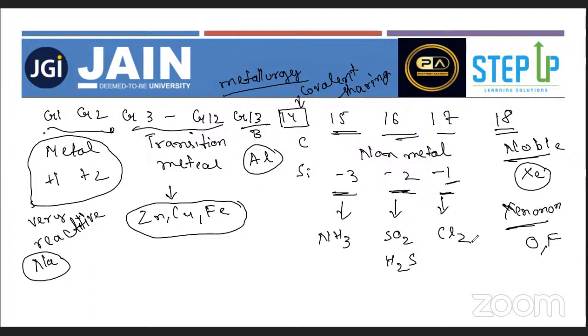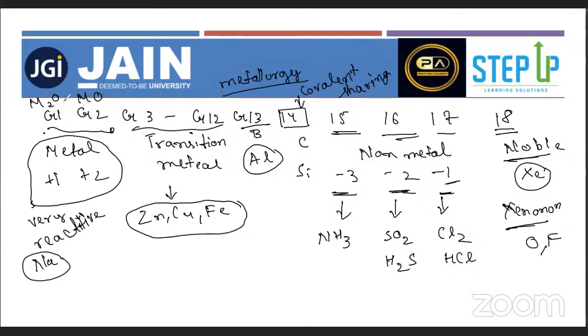From halogen, we are supposed to talk about Cl2. We are supposed to talk about HCl. Now, when I'm talking about oxides or hydroxides or carbonates, oxides of this group will be formed as M2O. Here they'll form MO. Why?